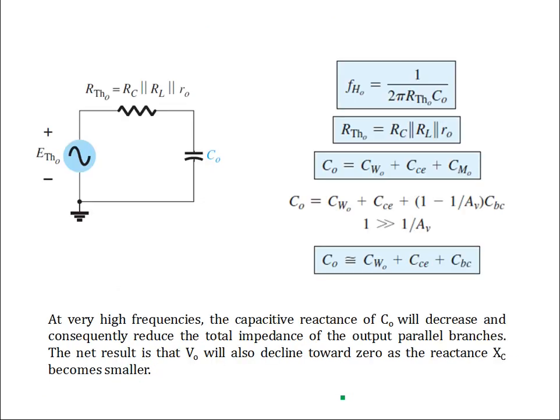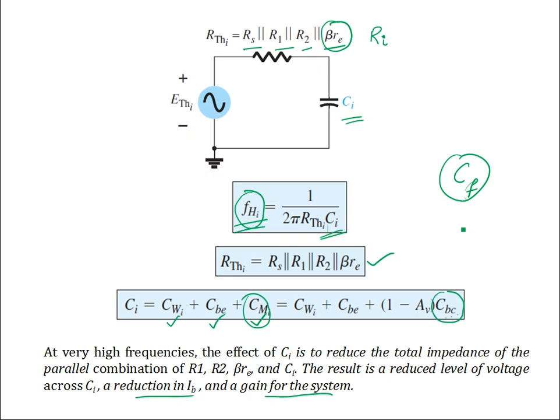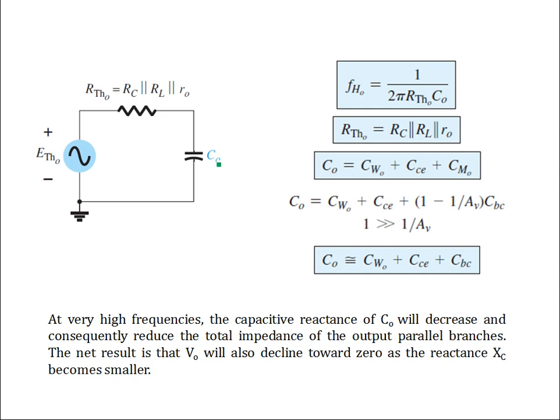Now, if you consider the output side, similarly the Thevenin equivalent circuit, you have seen the output side, if you form the Thevenin equivalent circuit for this particular output side, again you have Co in picture here, the output capacitance, then RTHo. RTHo is a parallel combination of RC, RL and Ro. Okay, Ro is the output resistance of the transistor.